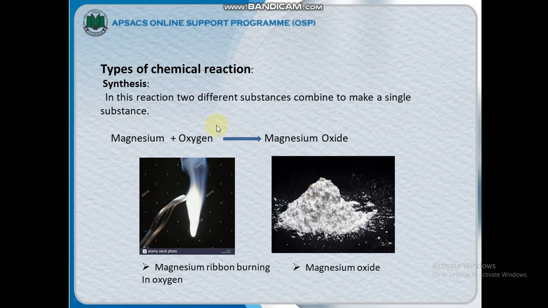Now the next topic is types of chemical reaction. There are three types of chemical reaction. Synthesis: in this reaction, two different substances combine to make a single substance. Magnesium plus oxygen combine to make magnesium oxide. Magnesium ribbon burns in the presence of oxygen to make magnesium oxide.